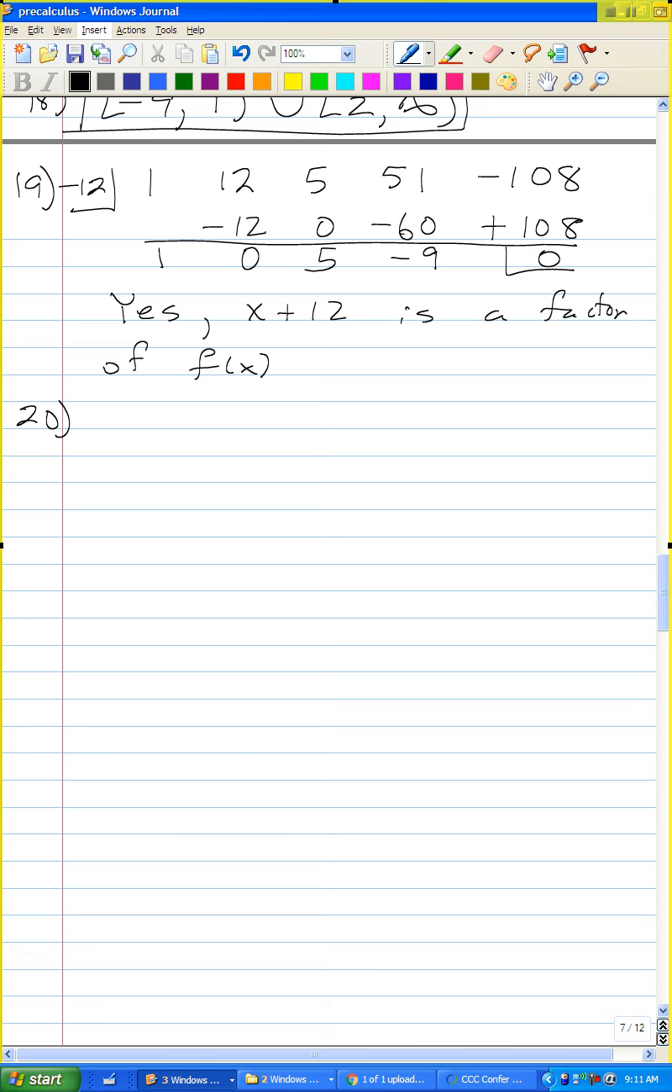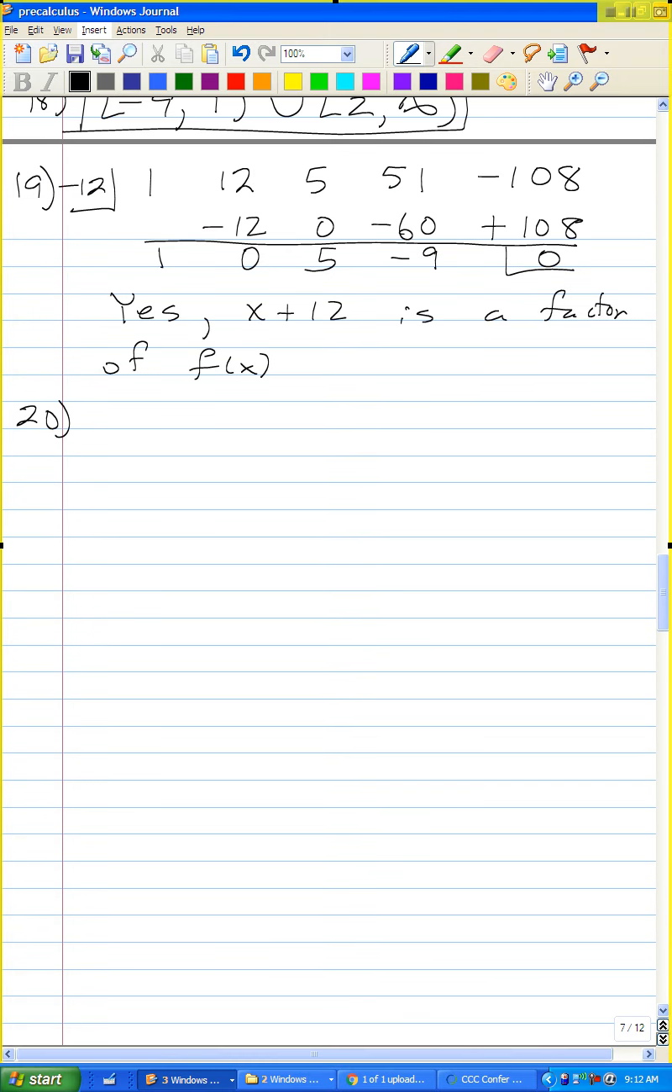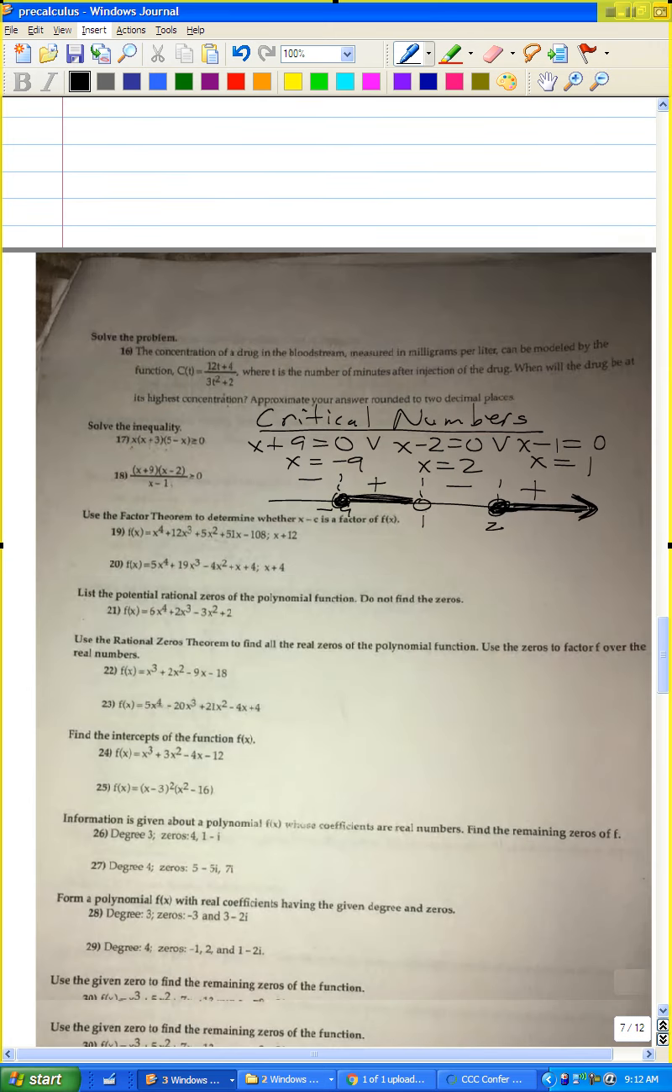For problem 20, it says the exact same thing, and so we're going to do the exact same thing. So is x plus 4... pardon?